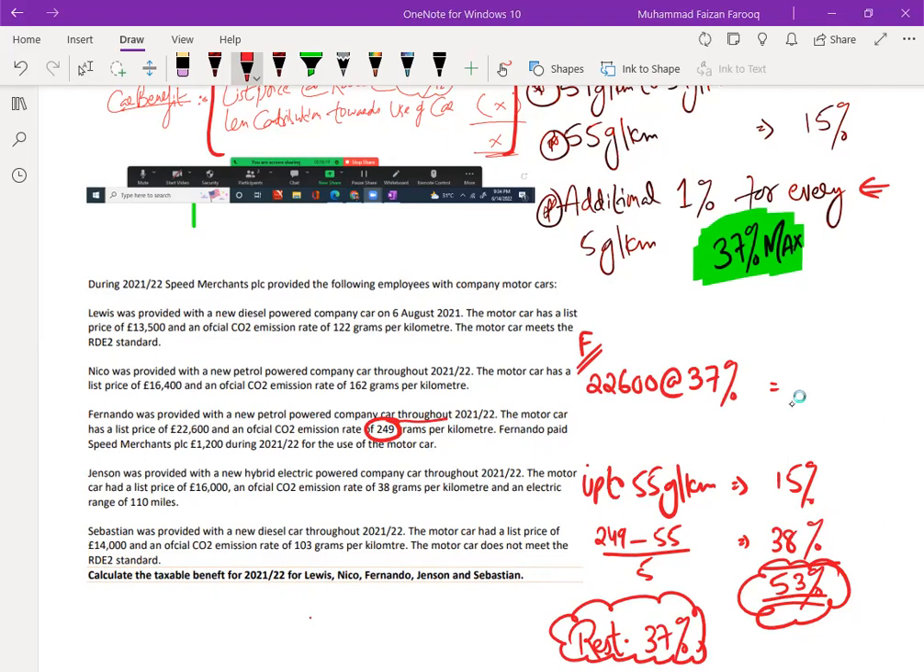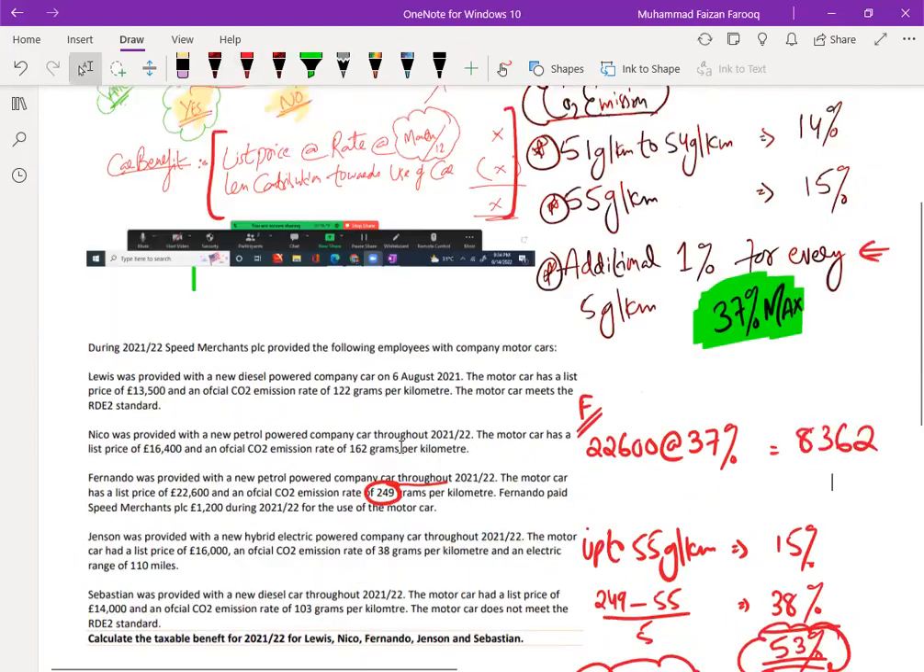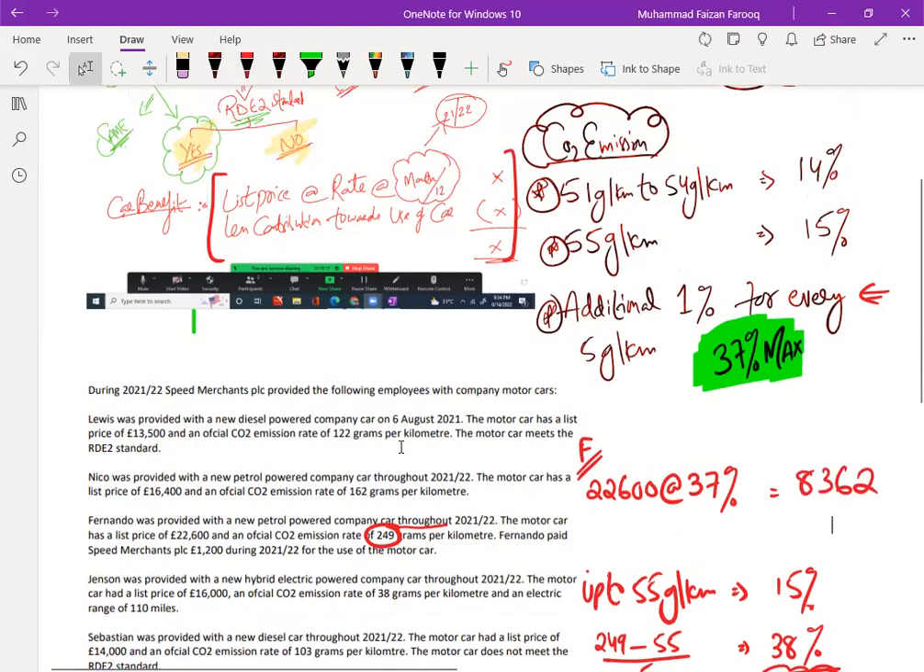Eight three six two. 8362. Just check out the format above. List price into rate into period, which is 21-22 relevant months. Then less, what is this? Less what? Can you read it, please?